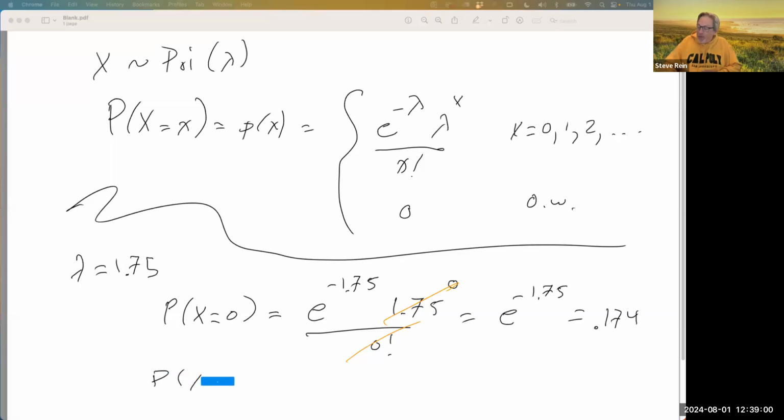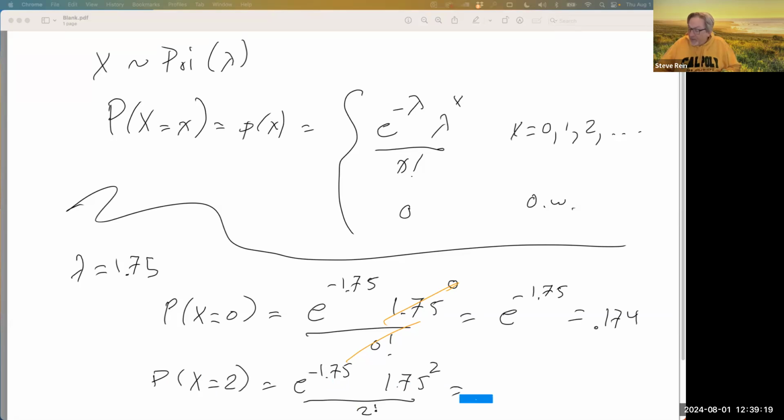So 0.174 is the chance of 0 successes or 0 events in that 1 minute time period. If you want to know the chance of exactly 2 successes or 2 events in that time period, we're going to plug and chug the same way. e to the minus 1.75 times 1.75 squared over 2 factorial. And that's going to be, same thing, e to the minus 1.75 times 1.75 squared over 2. And that would be, not the same, smaller.